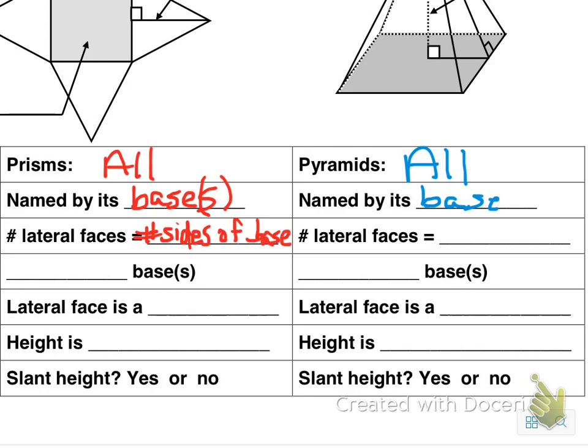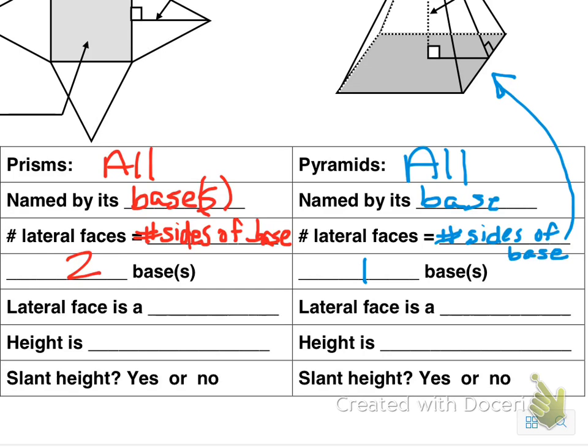Sorry, the handwriting's sloppy. Okay, for the pyramid, the number of lateral faces is the same situation. So even if you were to look at this example right here, the number of lateral faces equals the number of sides of the base. Okay, so now we're coming back to the prism on how many bases does a prism have? It has 2. And then how many bases does a pyramid have? It only has 1.